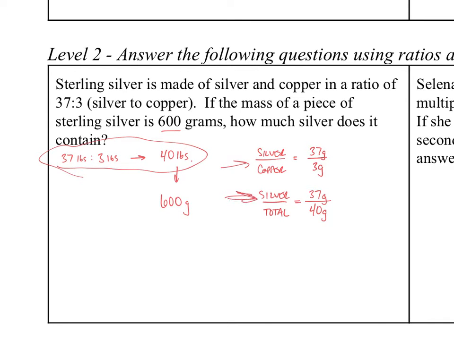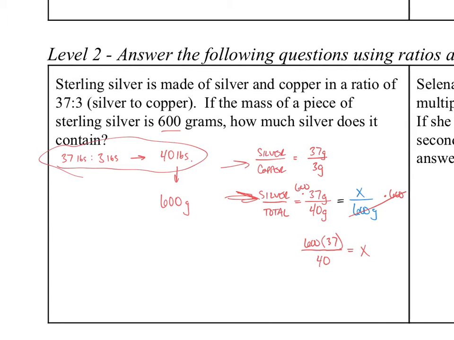This is the way here that's more useful, because now that I'm comparing the amount of pure silver to the amount of sterling silver that exists, I can do the same thing with this 600-gram sample, and I can say, well then, how much silver would exist if there were 600 grams of sterling silver? And this is where I do my algebra here to try to solve for x.